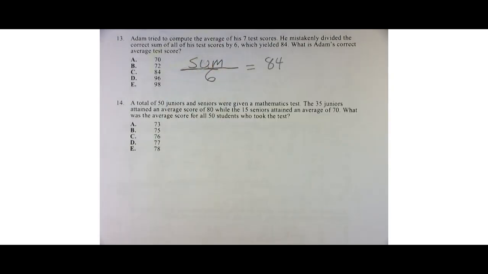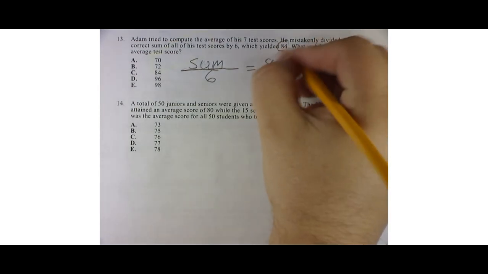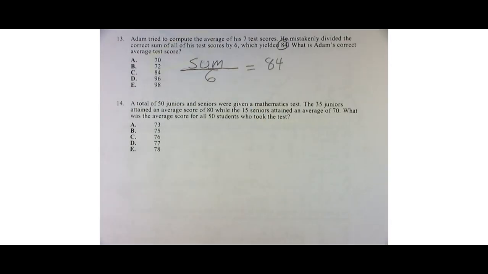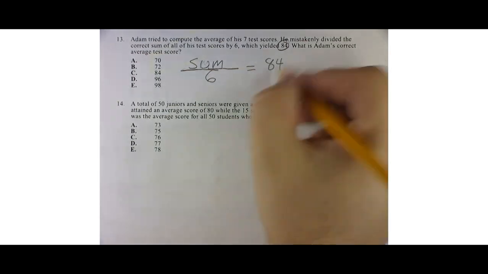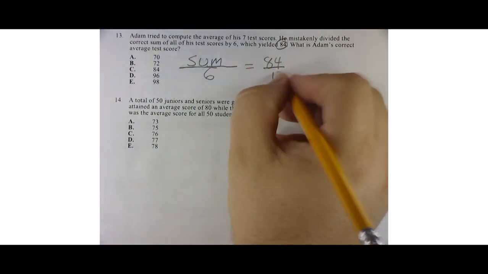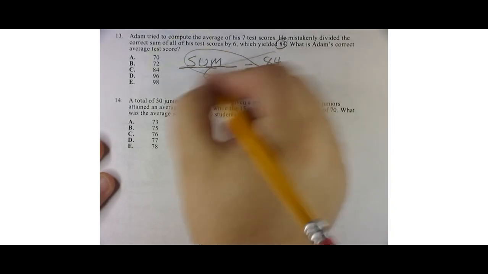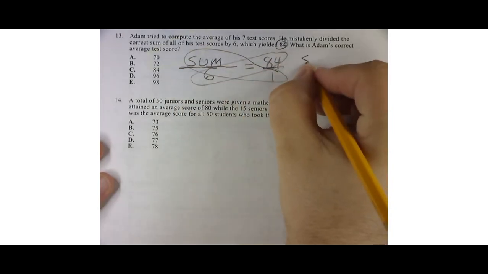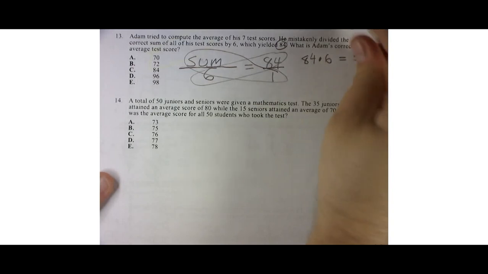And technically it yielded 84%. I just want to figure out what the sum is. Now the sum is the same as 84 over 1. Now this is a proportional problem, even though it's a percentage problem. What I want to do is say 84 times 6 is equal to 1 times the sum. So we need the sum, and once we find the sum, I'm going to take the sum, whatever that is, and divide that by 7. So that's how that's going to work. Okay?